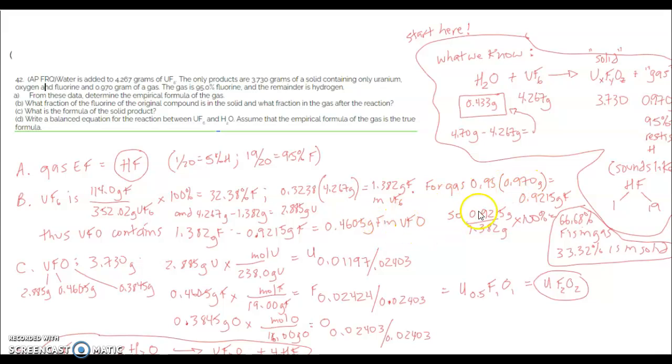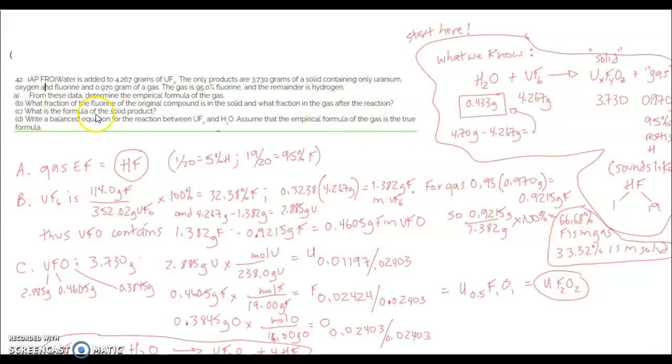Now we didn't have to do that already because we could right away figure out that if there's 0.9215 grams F and your total is 1.382, well, 2/3 of it is in the gas and 1/3 of it is in the UFO solid. I think we're going to need this number later anyhow, so I'm glad we did it. So that's what it is. 2/3 in the gas, 1/3 in the solid, with better precise numbers shown here.